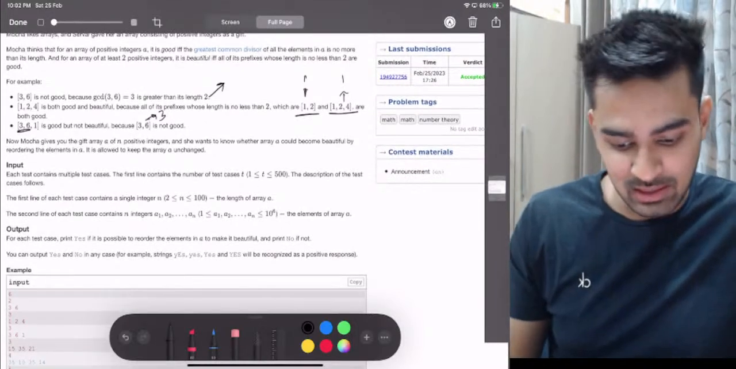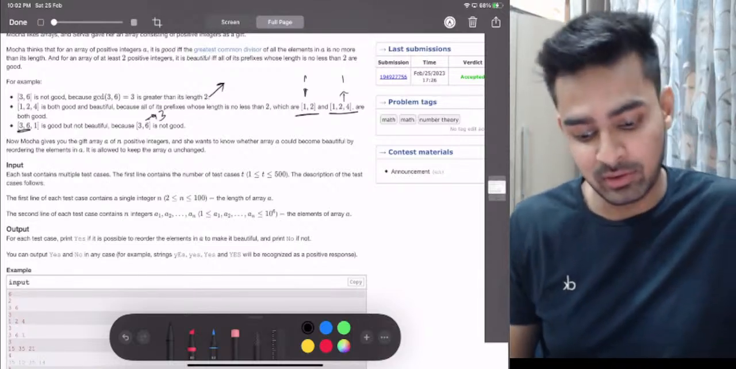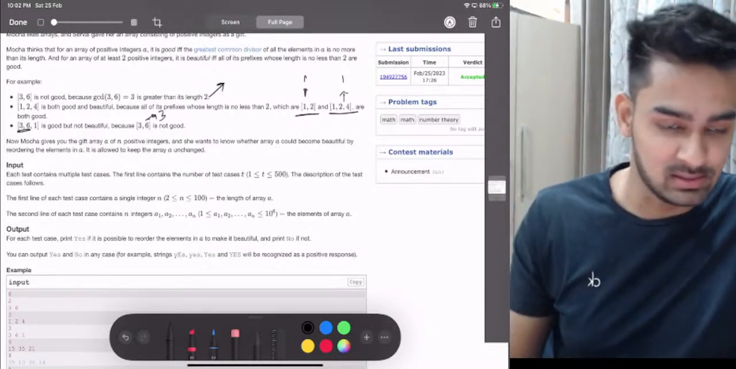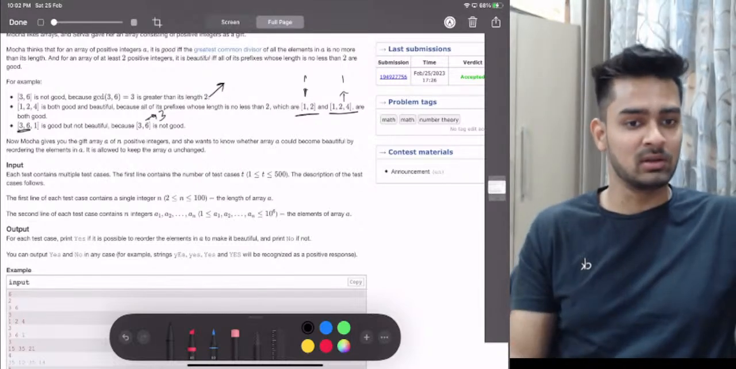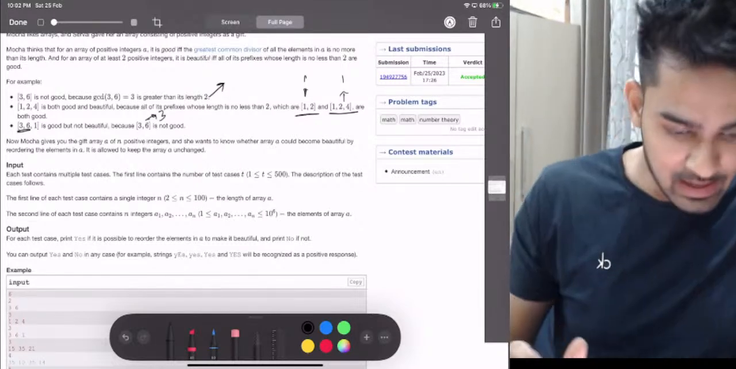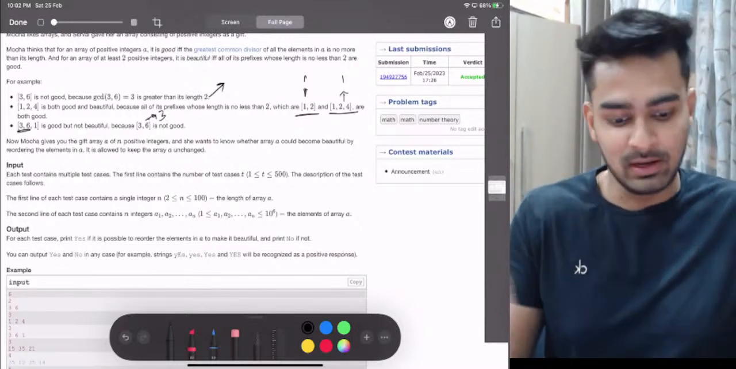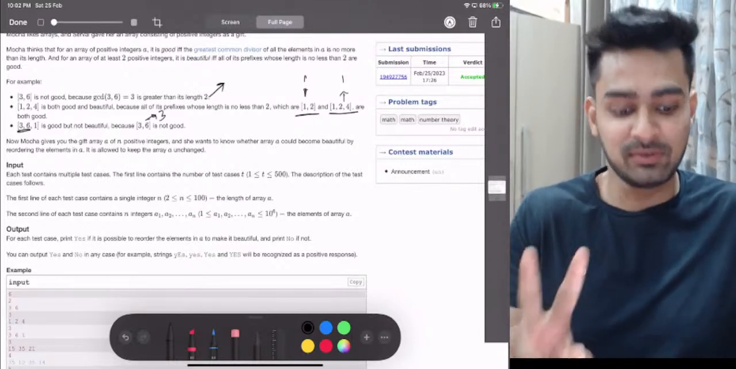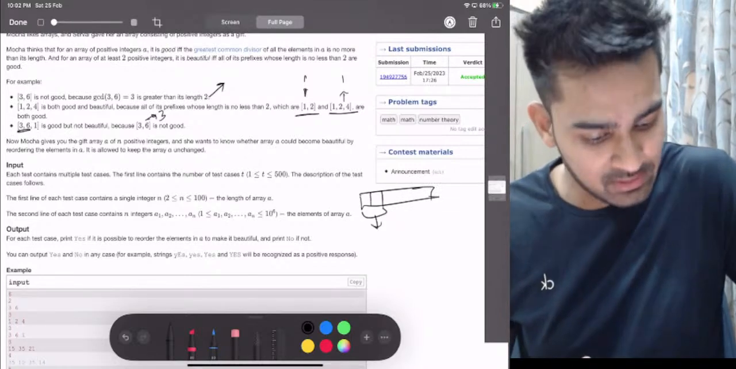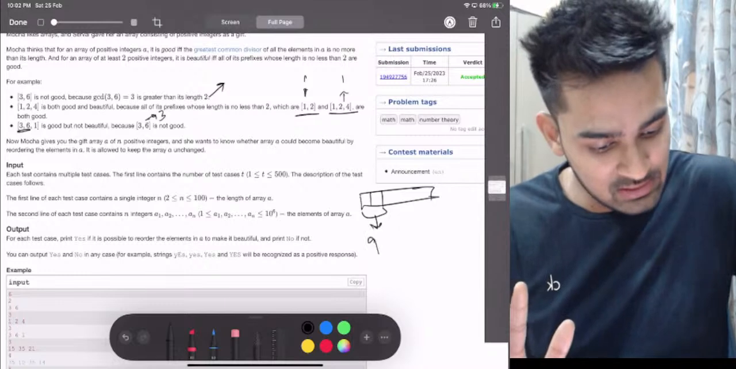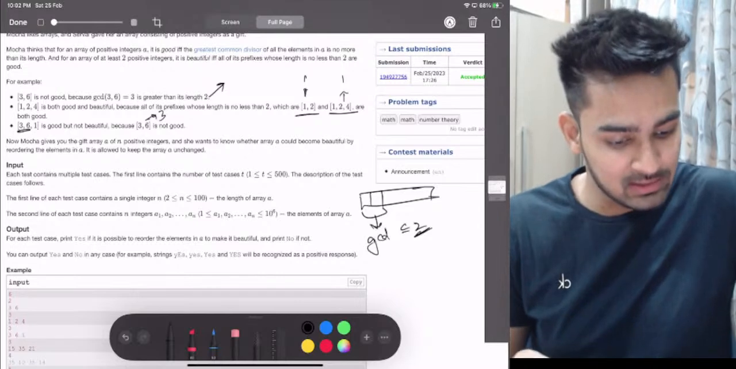Now, Mocha gives you the gift array A of n positive integers, and she wants to know whether A could become beautiful by reordering the elements in A. It is allowed to keep the array A unchanged. So we just need to tell if the entire array can be rearranged in such an order that it is a beautiful array. For the entire array to be beautiful, every prefix has to be good. Consider the first prefix, of size 2. If you take the very first two elements after reordering, the GCD of these should be less than or equal to 2 because the length of the prefix is 2.